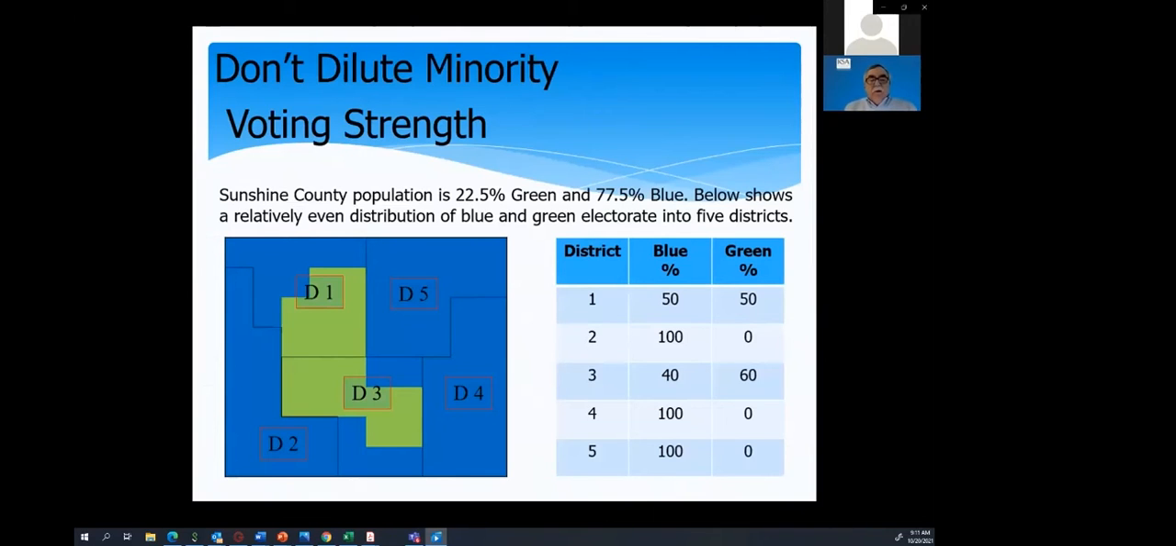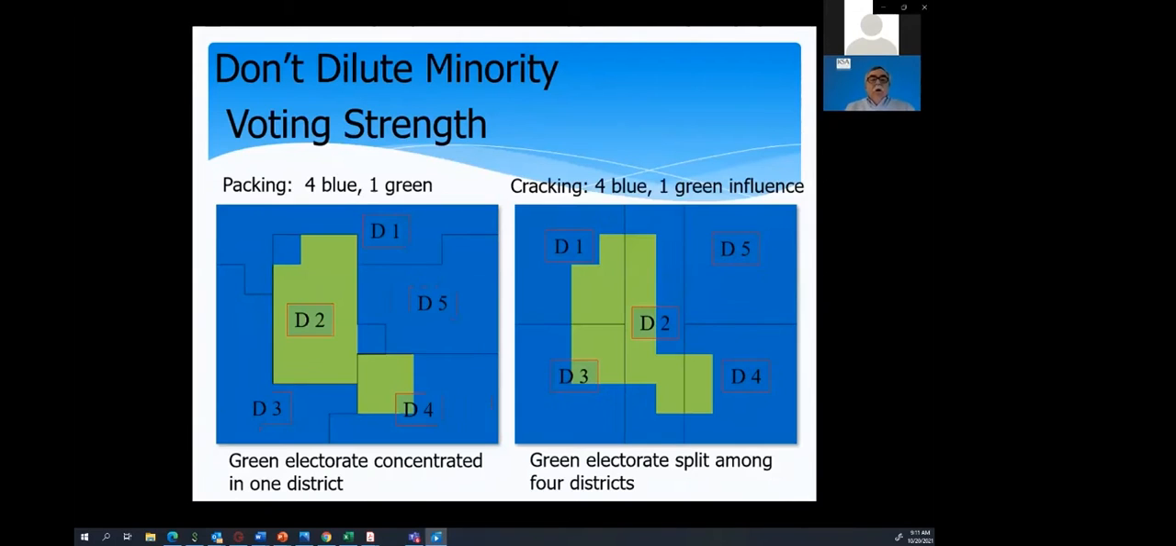In this particular example, we have 5 districts, and 2 of which are minority majority or minority influence districts. Under the packing example, most of the minority population has been located into one district. And under the cracking example, the minority population has been split amongst 4 districts. So these are things that a city or county or school board should seek to avoid doing in the redistricting process.